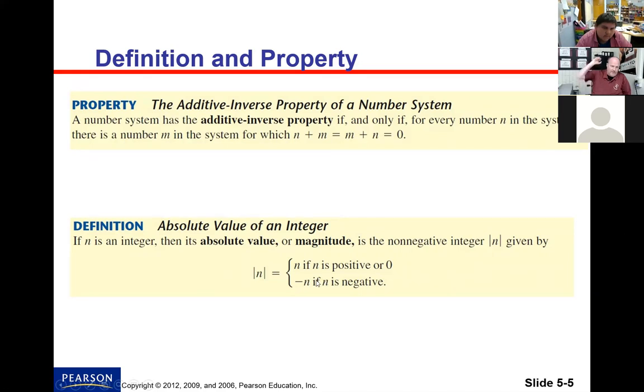Okay, now this is the one people were asking me about yesterday, and I said, just hang on, we're getting it to today. You know, I didn't want to ruin the surprise, because, you know, math is all about surprises. Absolute value.